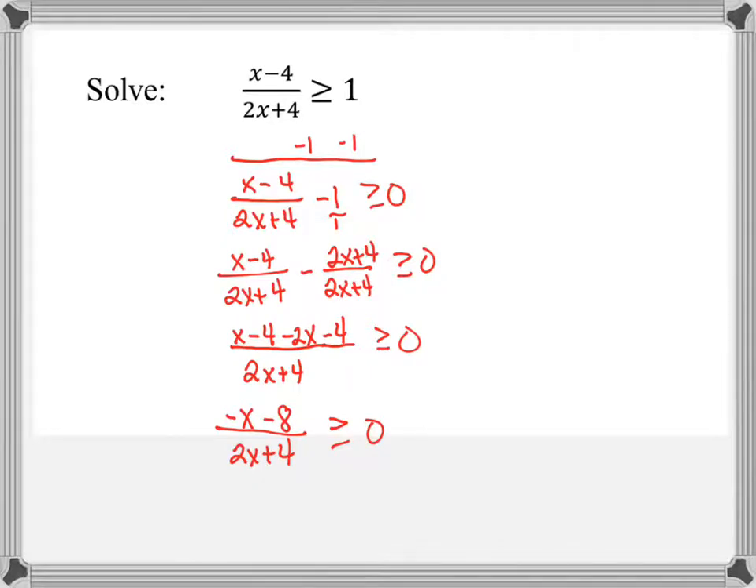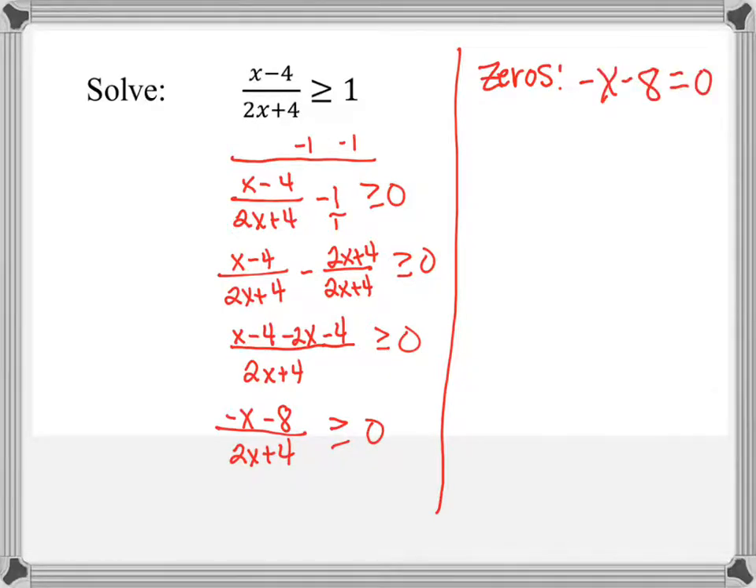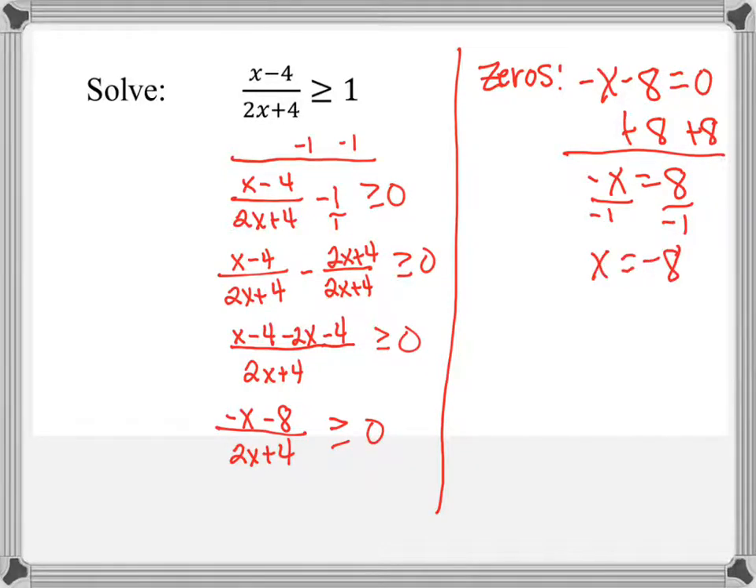So let us now find our zeros by setting our numerator equal to 0. Negative x minus 8 equals 0. Add 8 to both sides. The opposite of x equals 8. Divide both sides by negative 1. X equals negative 8. So we have 1 zero.